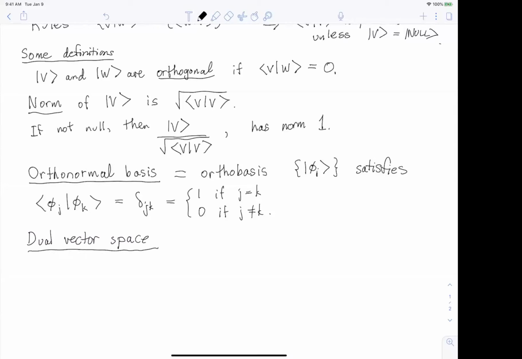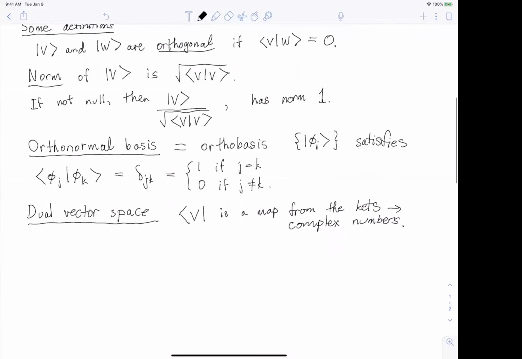Okay, the dual vector space is composed of objects like this. We have a left angle bracket, V, and then a vertical line. This is a map from the kets into the complex numbers. And so you could ask, well, what complex number do you get from this map? And the answer is the inner product. So specifically, the complex number that you get is the inner product.